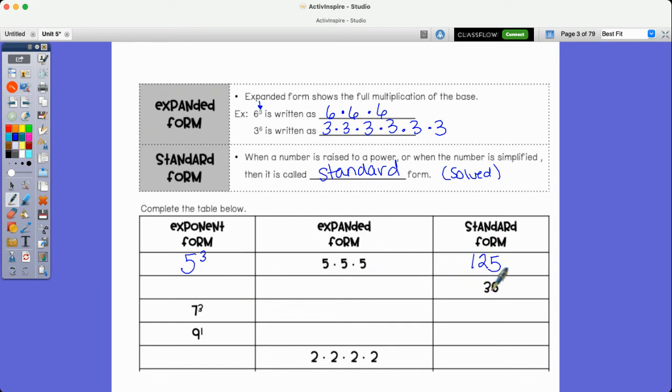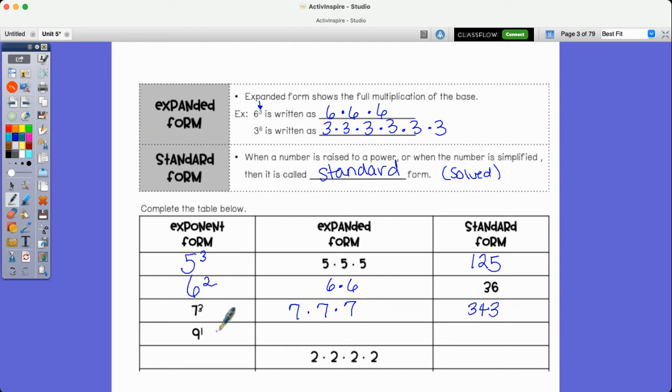Okay, this one I have standard form of 36. Well, what times what is 36? That's the same number. We get 6 times 6. So my base is 6 and I have 2 of them. 7 cubed, or 7 to the 3rd power, is 7 times 7 times 7. 7 times 7 is 49. Times 7 is 343.